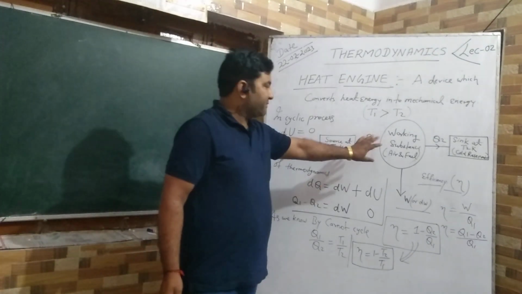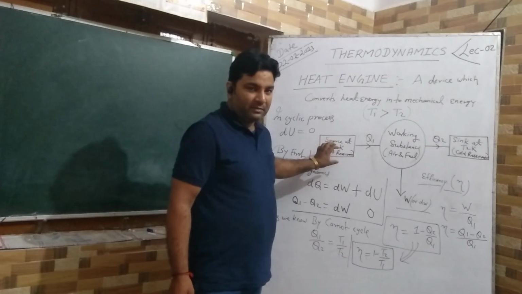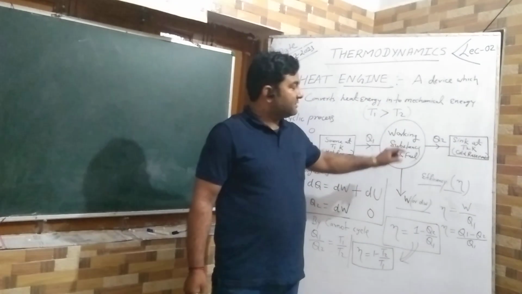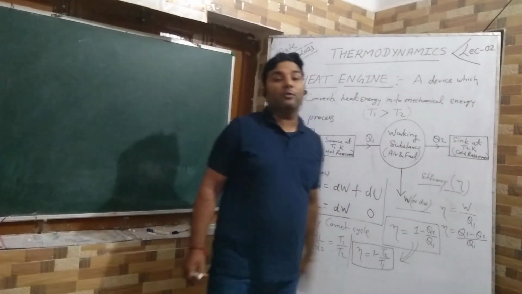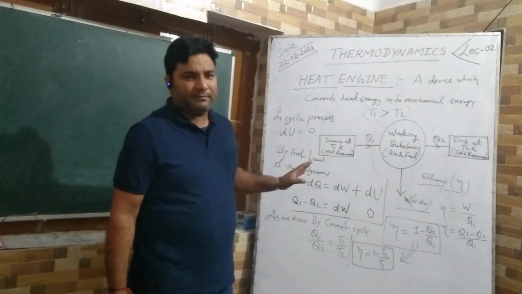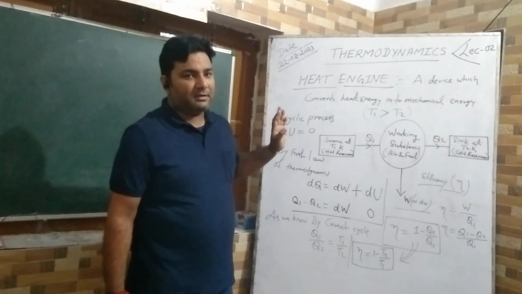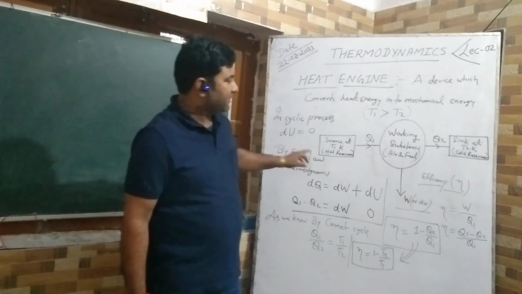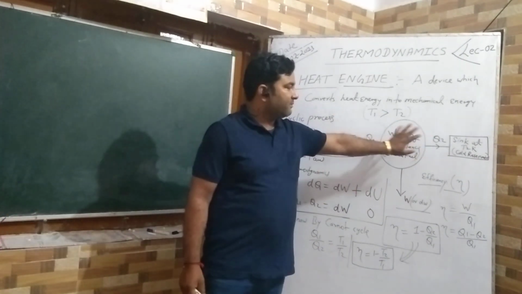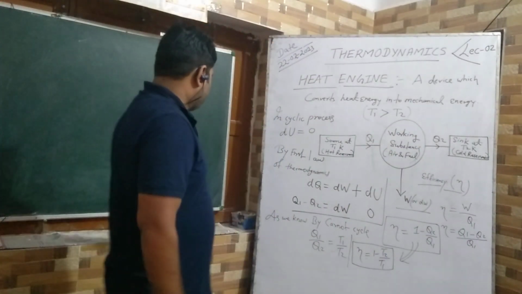How does it work? Very simple. The working substance absorbs heat Q1 from the source at temperature T1, that is the hot reservoir, and then while doing work transfers some amount of energy to the sink at lower temperature. Clear? The concept of working is very easy. When the diagram concept is clear, then everything will be clear. Diagram, three terms: source, sink and working substance. Clear? Then after this we will discuss the heat pump.